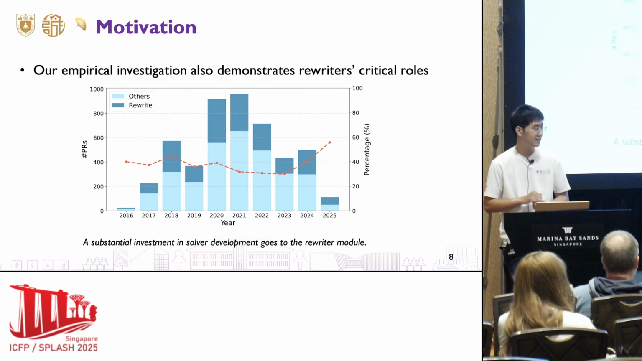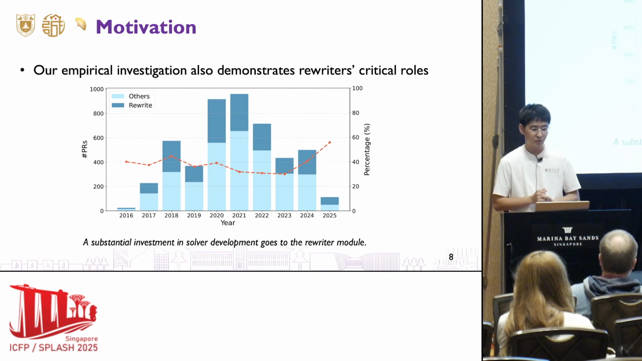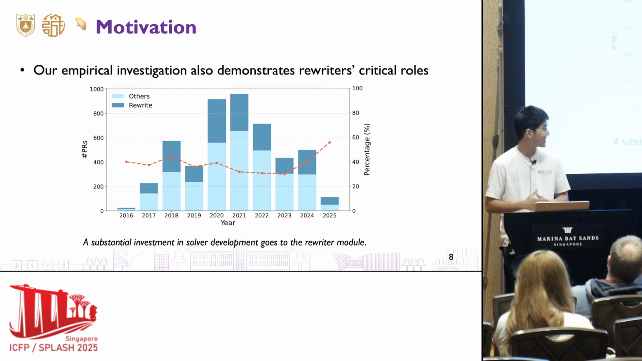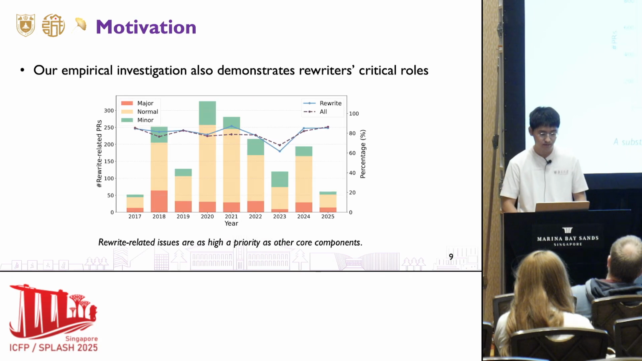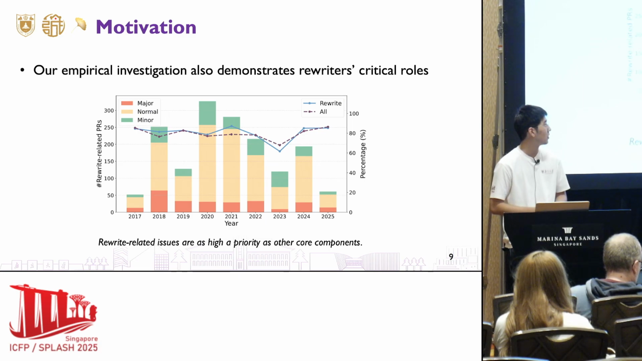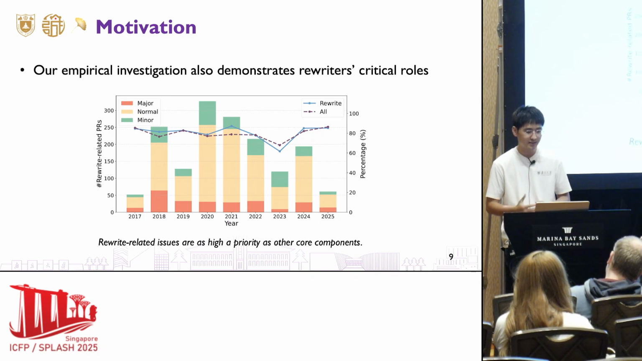To further investigate the importance of the rewriter, we conducted an empirical study. We examined more than 8,000 pull requests from the CVC5 project over the past 10 years. Surprisingly, about 14% of the pull requests were related to rewriters. And if we check their priority levels, around 18% of the rewrite-related pull requests were marked major or normal by developers. This aligns with the developers' views that enhancing the rewriter is very important.